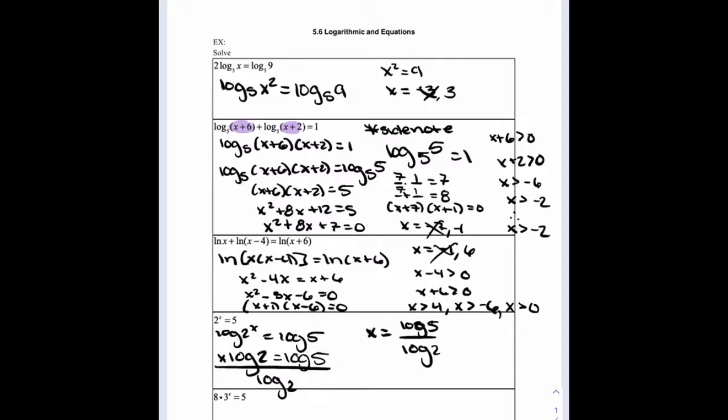If I punch that in the calculator, I get that x equals 2.322.